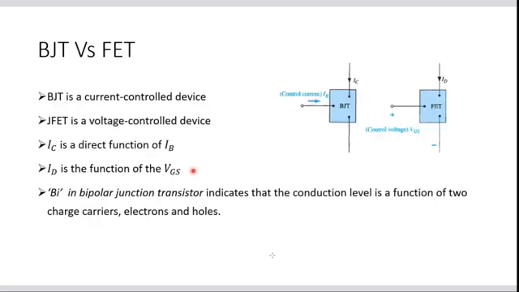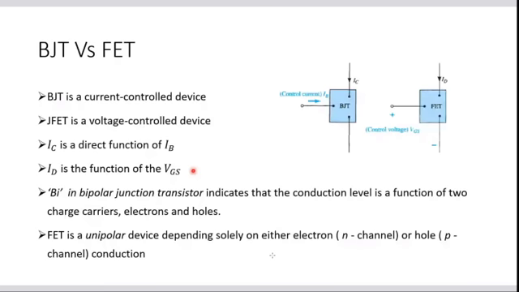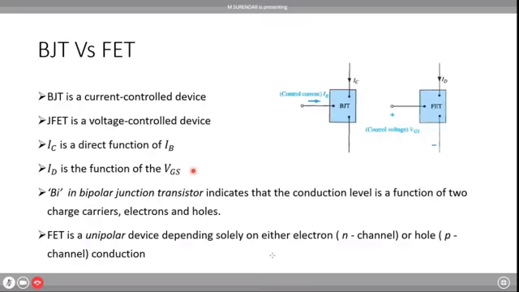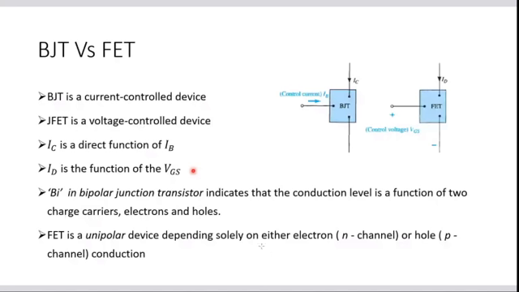Whereas if you see the FET, it is a unipolar device. The conduction will be either because of the electrons or because of the holes. If it is because of the electrons, then we call that an n-channel JFET. If it is because of the holes, then we call that a p-channel JFET. Okay, that's why FET is a unipolar device. The output solely depends on any one of the charges, either electron or hole.